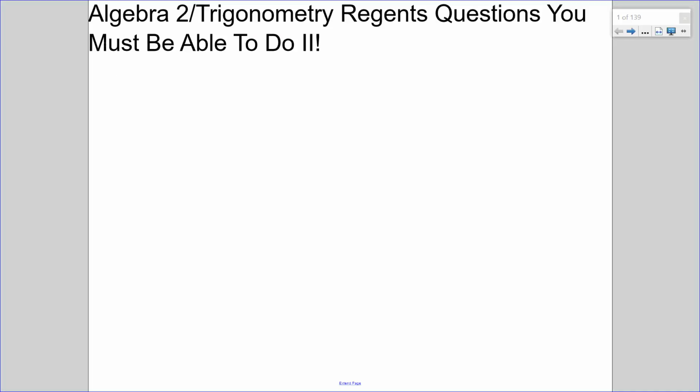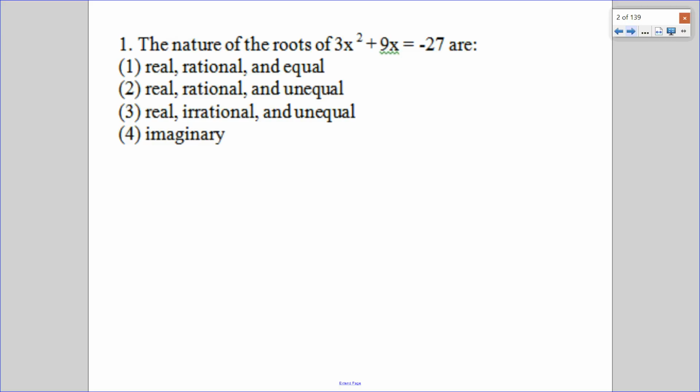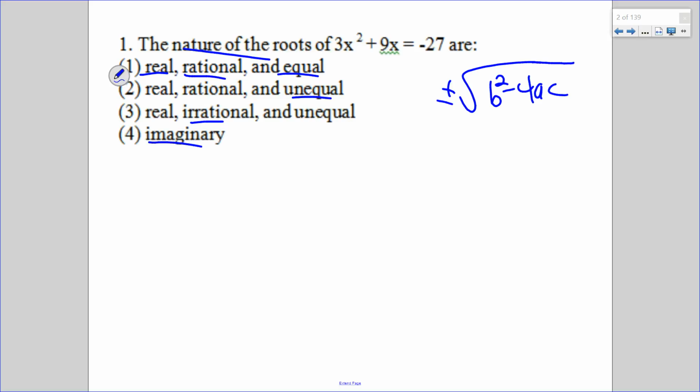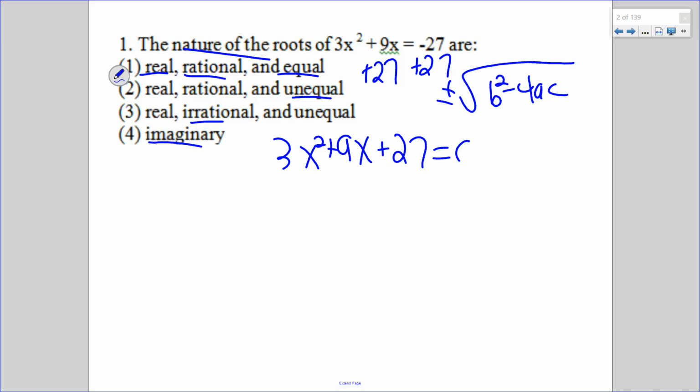I'm going to try and go over one of each type. Whenever you see nature of the roots, real, imaginary, rational, irrational, equal, unequal, you do plus or minus radical b squared minus 4ac. Use the discriminant. Before I can do that, I have to get everything to one side. A equals, B equals, C equals 3, 9, 27.